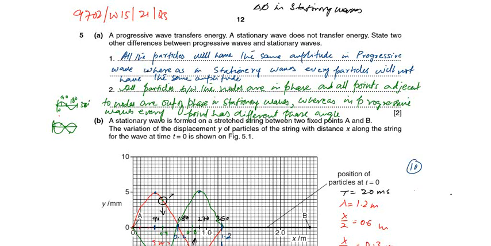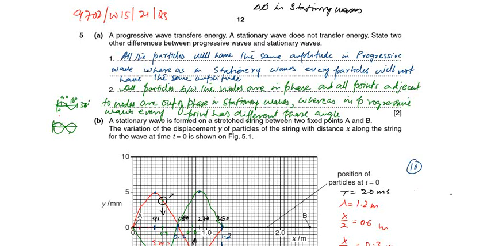All the particles will have the same amplitude in progressive waves, but in stationary waves, every particle will not have the same amplitude. Like at antinode, the maximum displacement is there. At node, zero displacement is there. So every particle does not have the same amplitude.